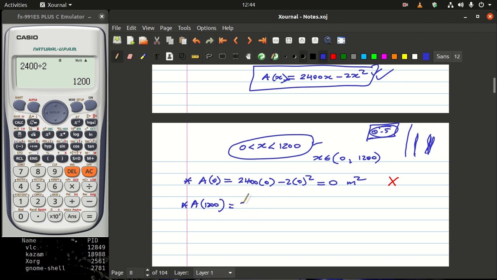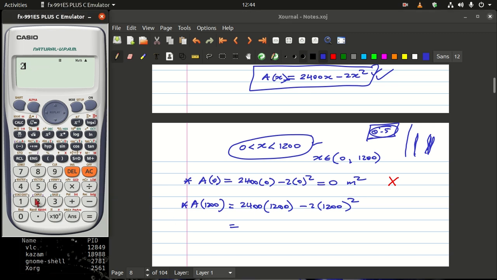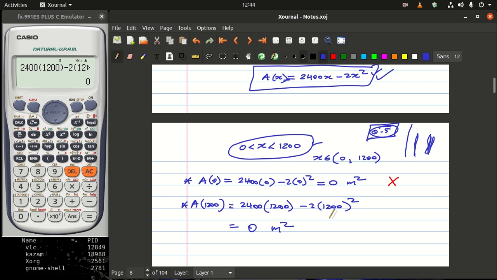Of course it's going to be 2400 times 1200, and then minus 2 times 1200, and then I square it. What is this going to be? So we'll end up having 2400 multiplied by 1200, then subtracting 2 times 1200 squared, and then I end up getting an area that is 0 meter squared. So of course 0 is not a maximum here, it cannot happen.